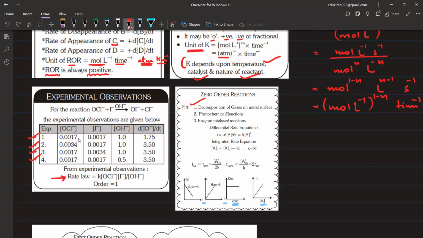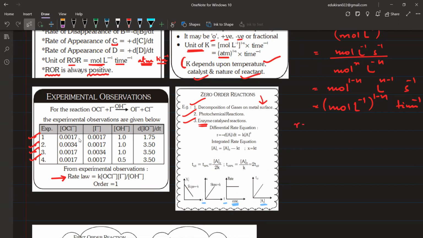The decomposition of gases, photochemical reactions, and enzyme catalyst reactions, all of these are zero order reactions. The decomposition of gases depends on the surface area of the metal. If you have more surface area, the reaction will be faster. It will not depend on the reactants. Photochemical reaction depends on h nu: what frequency of light you are hitting determines the rate of reaction. In enzyme catalyst reactions, enzymes determine the rate of reaction. If they are good enzymes, those reactions are going to be faster.